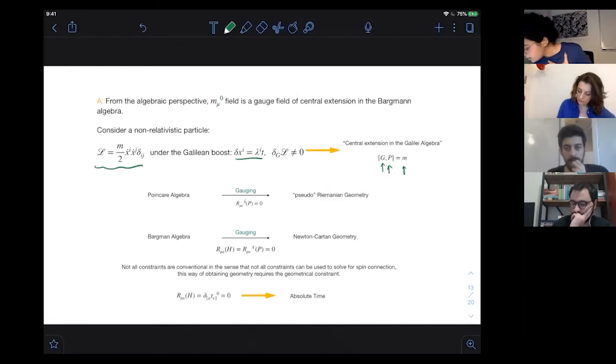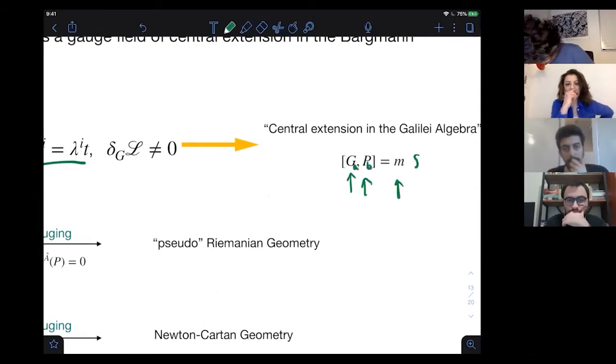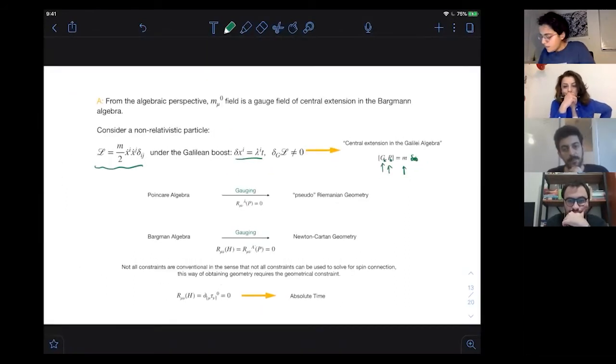I think I messed up the indices, but there should be something like delta_AB, because there is more than one dimension of boost. This is called the Galilei algebra, where this commutation relation is proportional to M. But still I didn't make the connection with the m_mu field. This connection can be realized easily from the gauging algebra perspective.